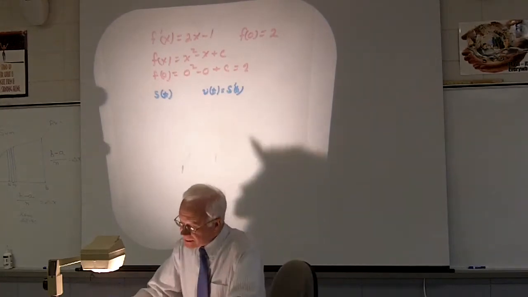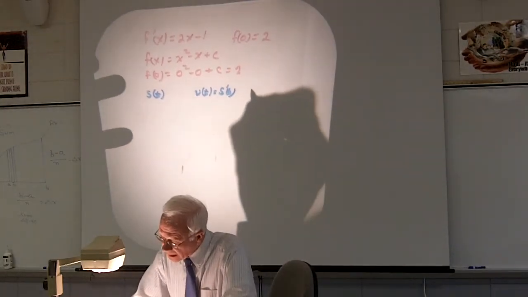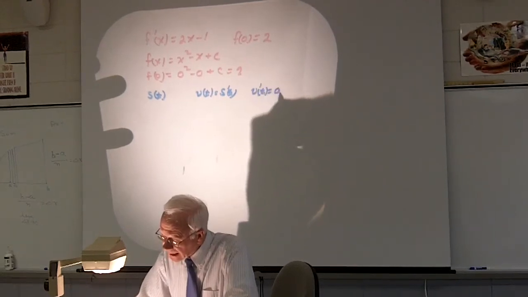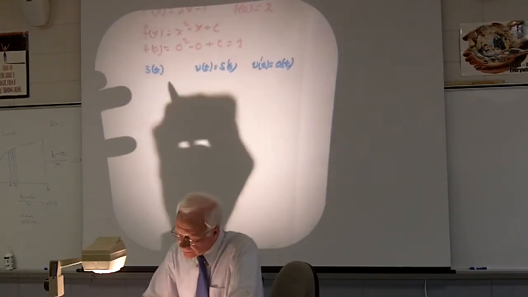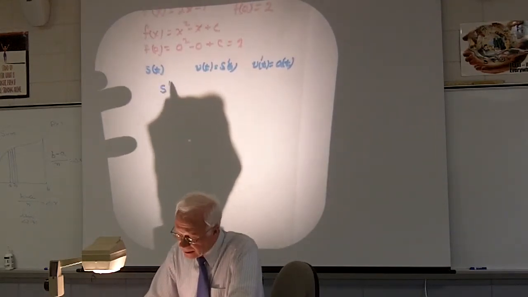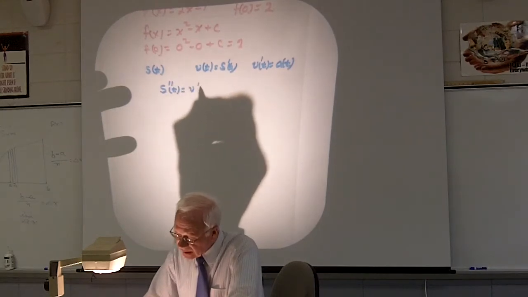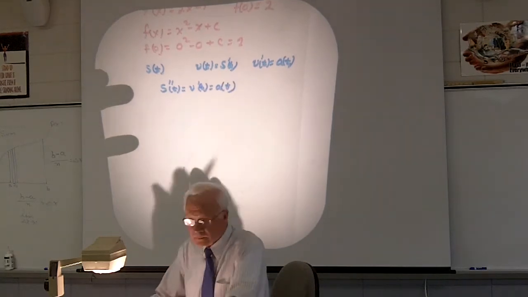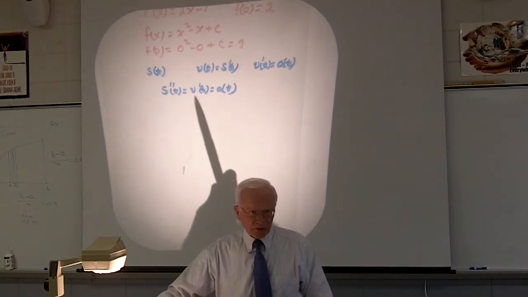And then also, what about this one? What is v prime at t equal to? That's A of t. Now, watch what happens here. If I do a double one here, that's going to equal the first derivative of the velocity, which is A of t. This is acceleration. This is velocity.